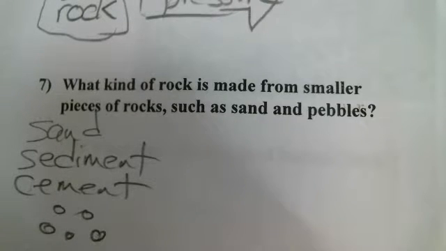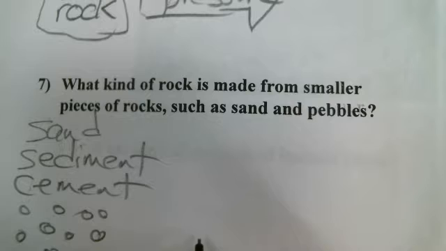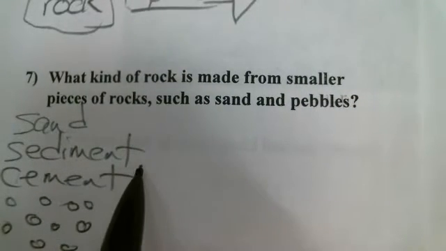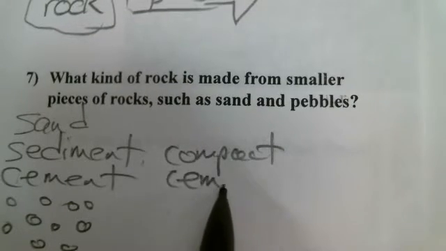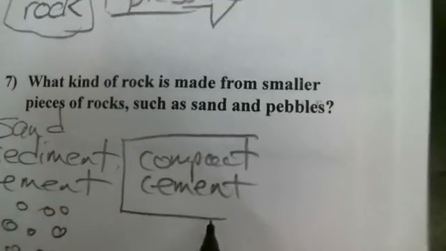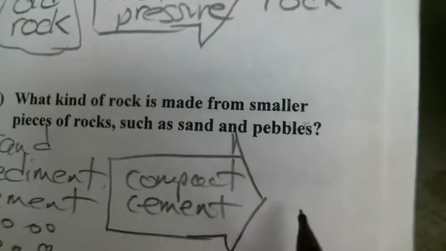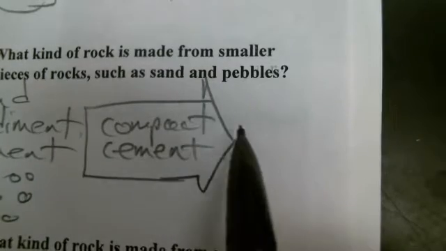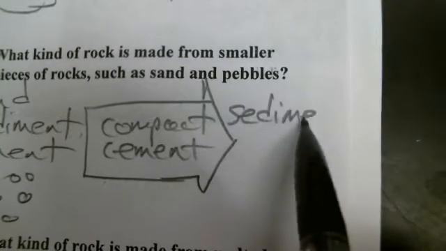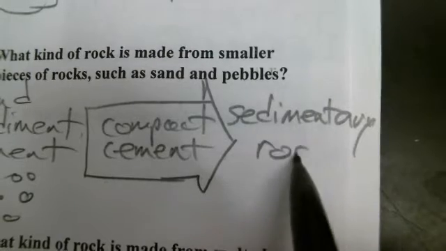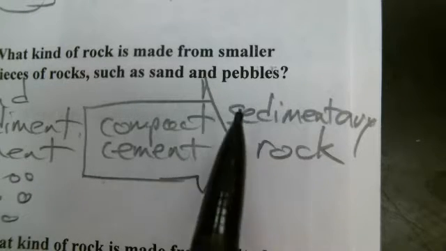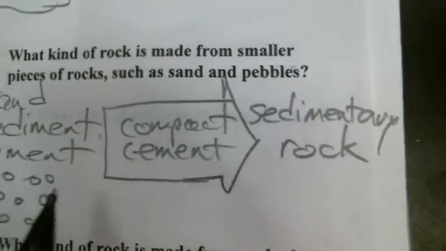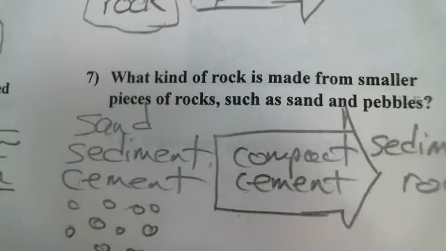And I'm going to draw little pictures of little sand particles here. And then we're going to have an arrow to show that it's going to get compacted and cemented together. And that's going to create a sedimentary rock. So the S words go together. Sedimentary rock is made by cementing together sediments like sand and shells.